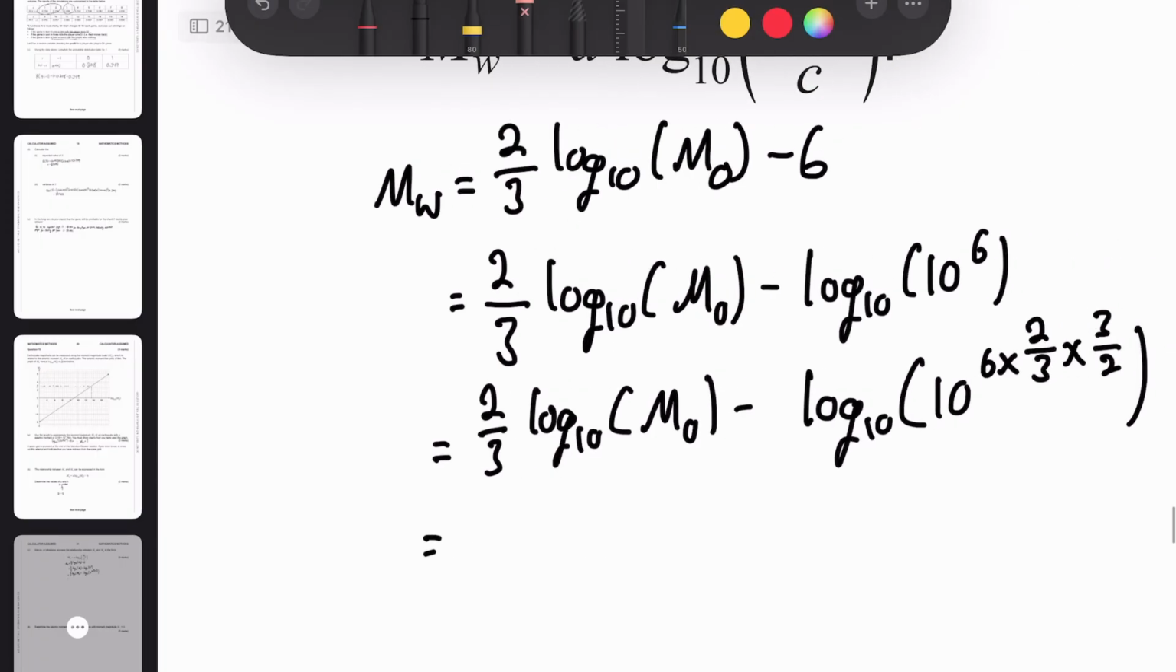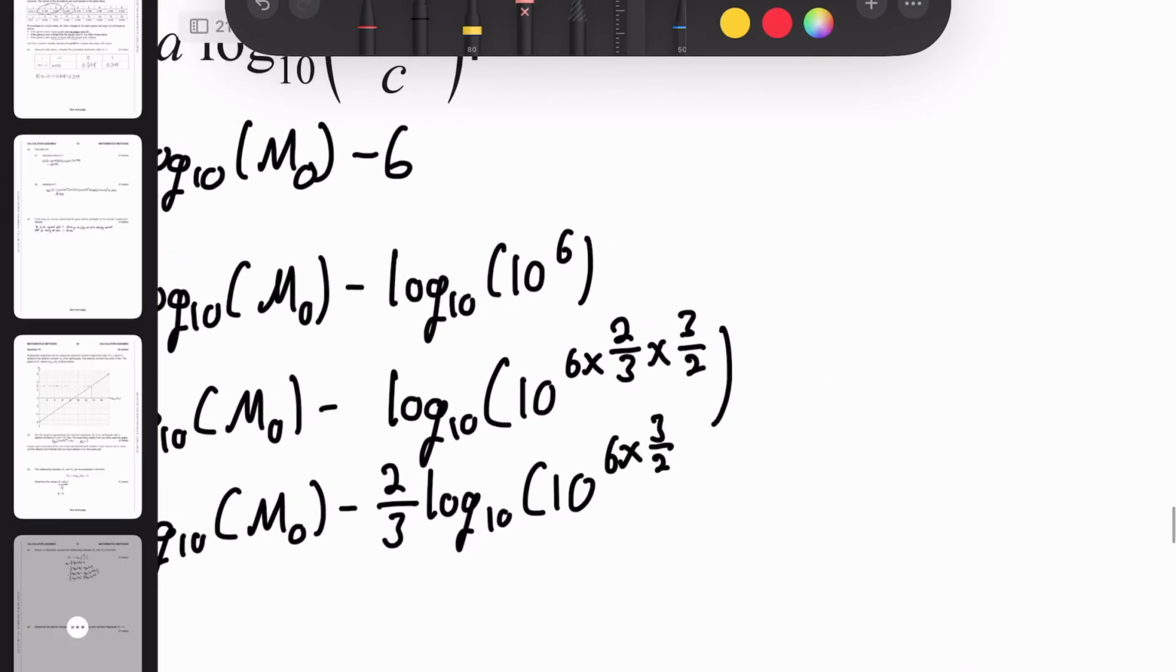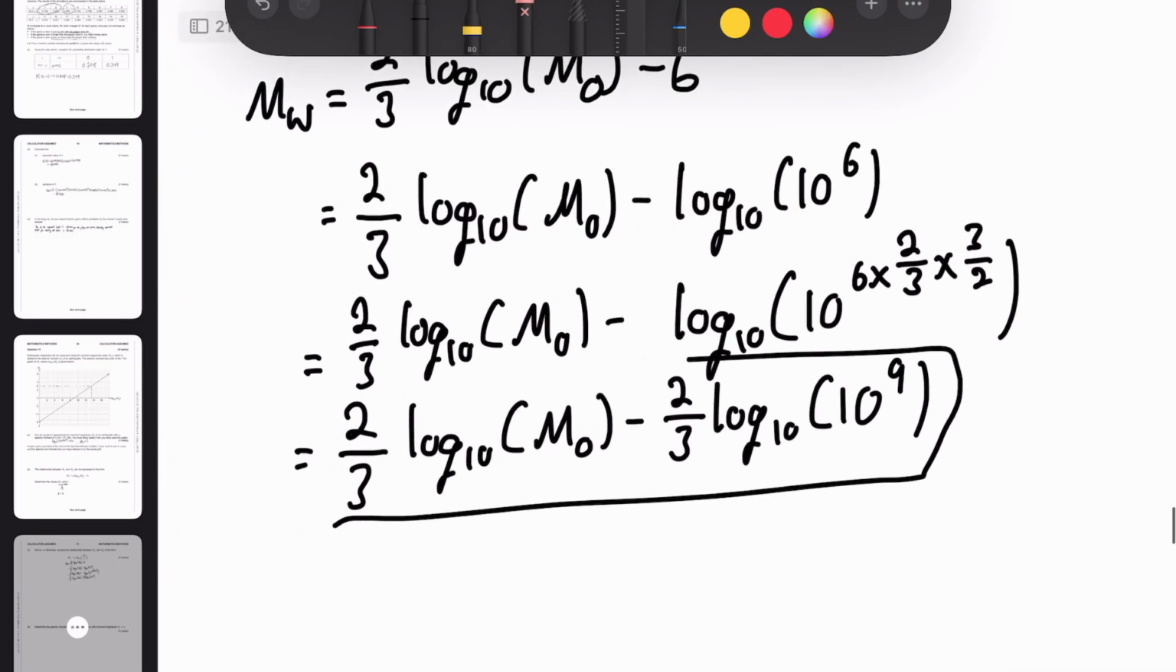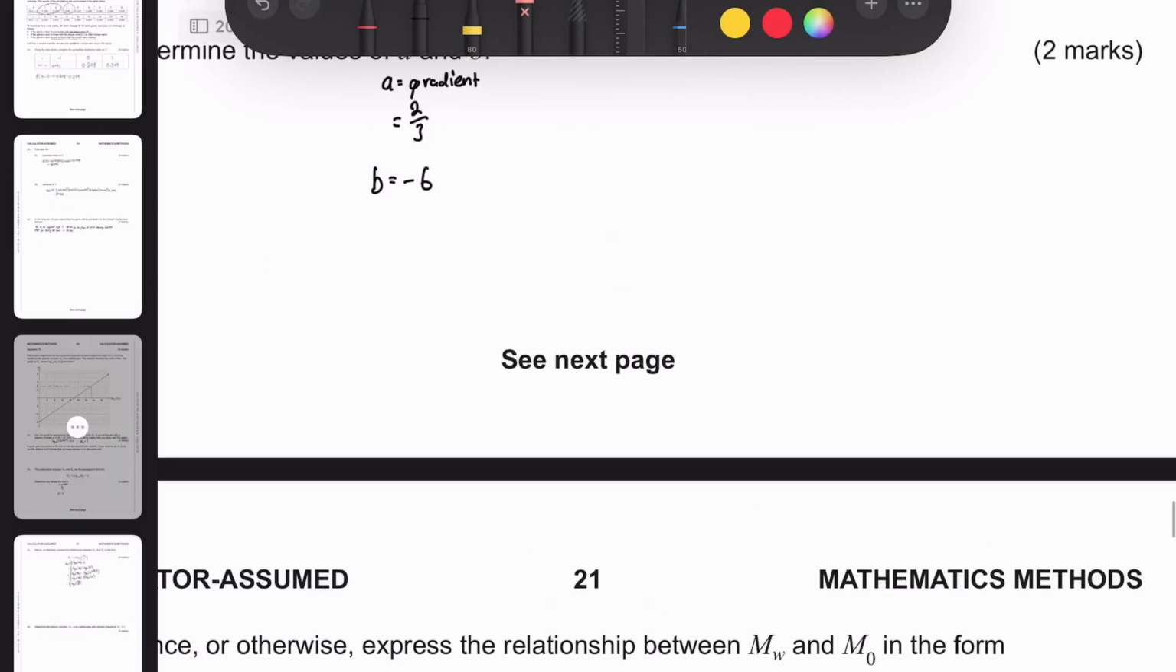Alright, so then here we have 2 on 3 log 10 of m0 minus the 2 on 3 log 10 of 10 to the 6 times 3 on 2. 6 times 3 is 18, divided by 2 is 9. So now we can simplify this logarithm into 2 on 3 log 10 of m0 over 10 to the 9. Just like that.